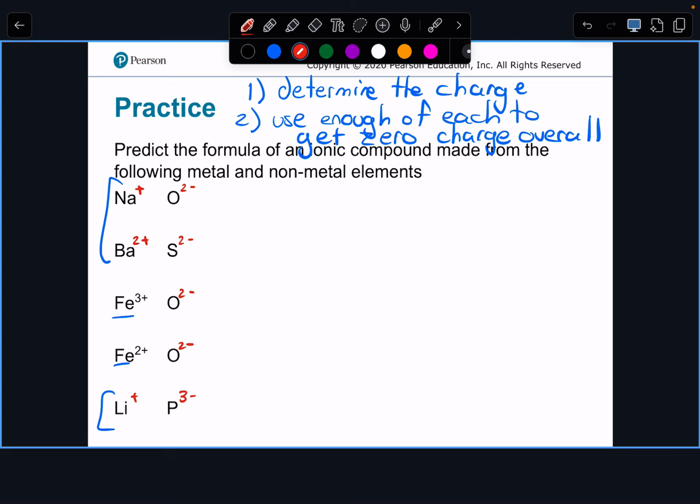Okay, so you're first going to determine the charge, which you know from the periodic table based on their location, or it's given to you in the case of the iron. So I wrote those down in red. Then you want to use enough of each ion so that they balance out and give you an overall charge of 0. So like for the first one, sodium and oxygen, I need 2 sodiums to balance out that oxygen's negative charge. So the formula would be Na2O.